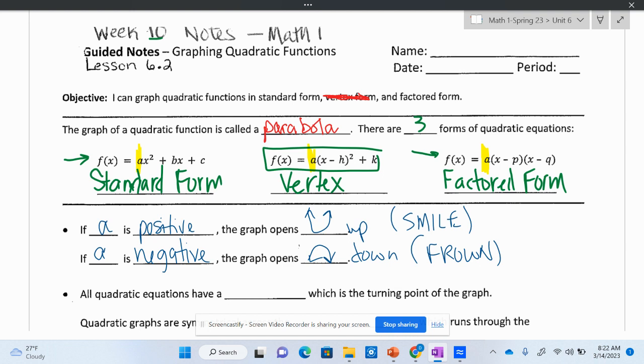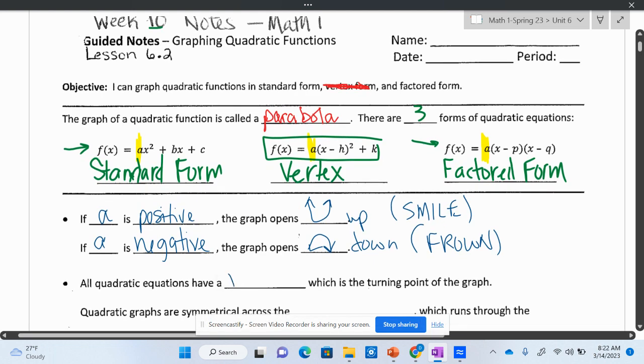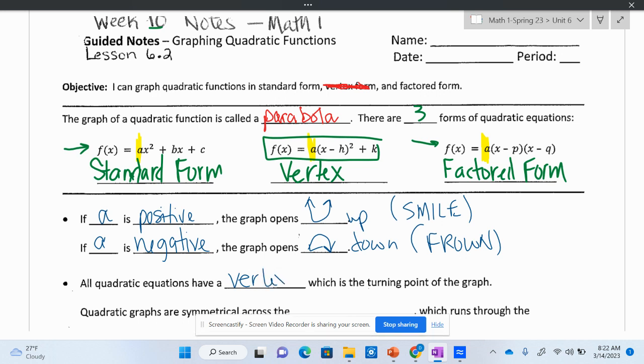So all quadratic equations have what is called a vertex. All quadratic equations have a vertex. So I'm going to sketch a graph over here and just show you that the vertex would be this point right here. That is my vertex. Awesome. So that's your vertex.